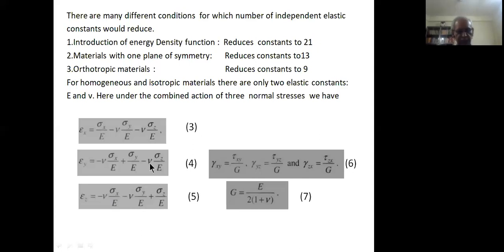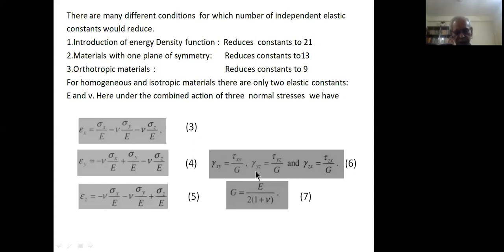These are the equations related to the normal strain, or the direct strain. In addition to that, we have shear strain. Again, here I have written in terms of gamma for ease of understanding. Gamma xy is nothing but tau xy by G, where G is the shear modulus.